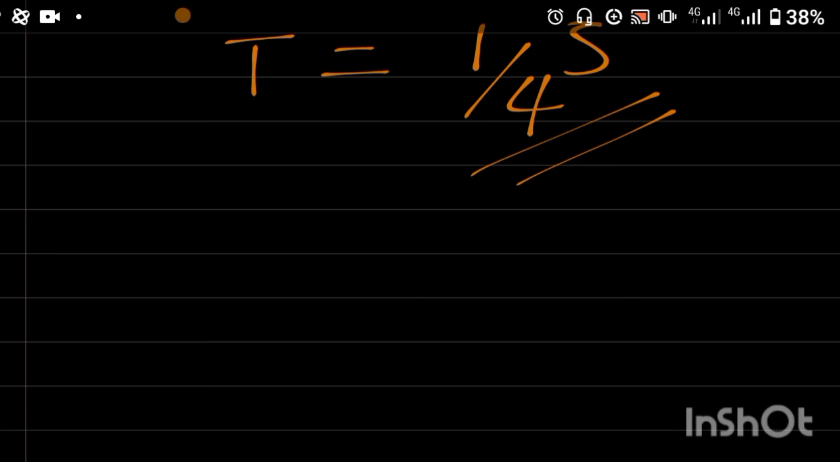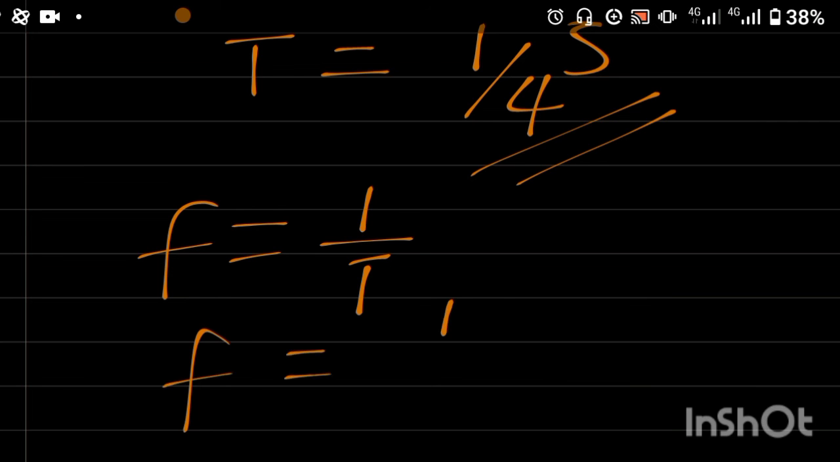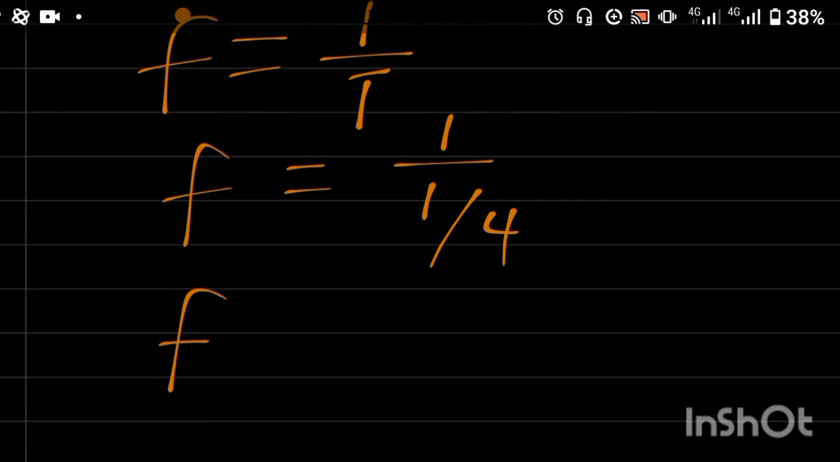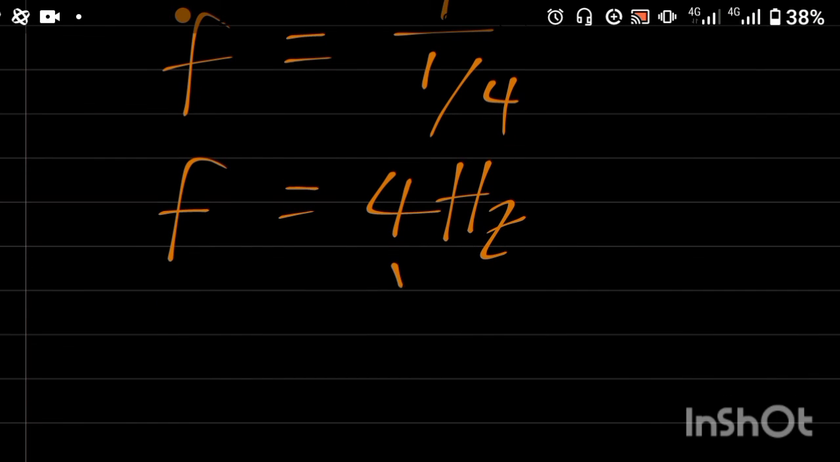Once you get the value of your period, then you can calculate the frequency. Frequency is equal to 1 over period. Therefore, frequency is equal to 1 divided by 1 over 4. That is the reciprocal of 1 over 4, which is actually 4 Hz. We've calculated the frequency and the period using two different methods.